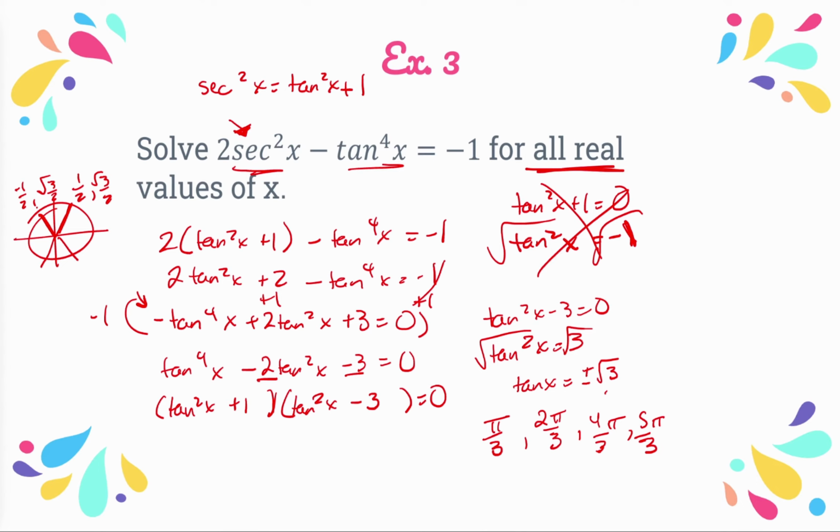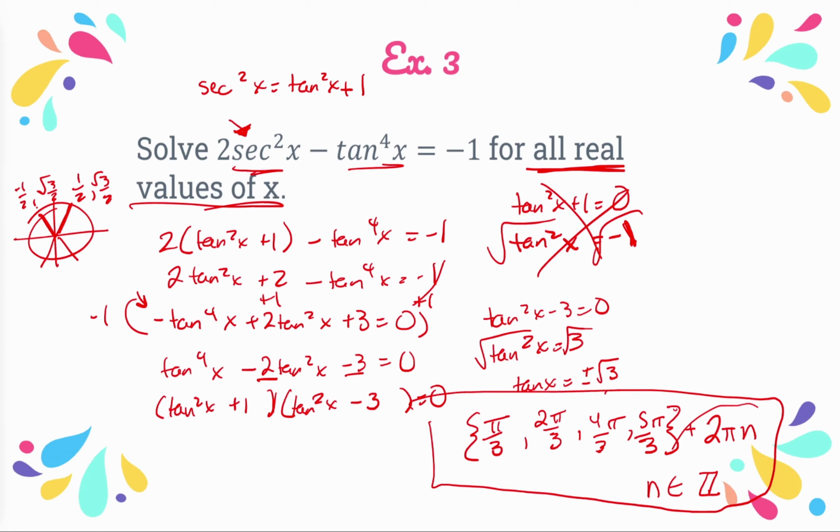But this also says all real values of x. So what we want to do is take all of these answers and add to find angles that are coterminal with this. So all of these answers plus multiples of 2 pi, where n is any integer. So all real values means that you have to add this plus 2 pi n, meaning all multiples, all coterminal angles, all angles that are coterminal with these angles.